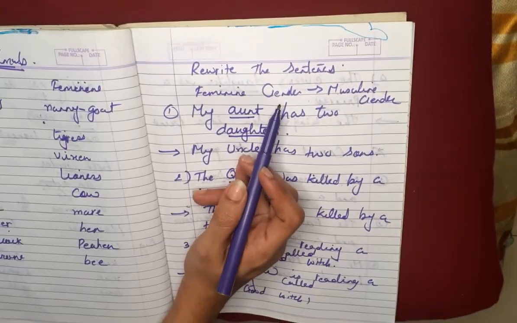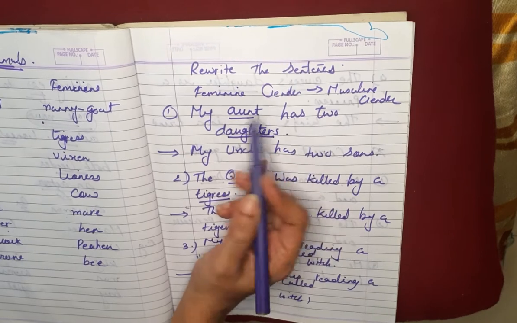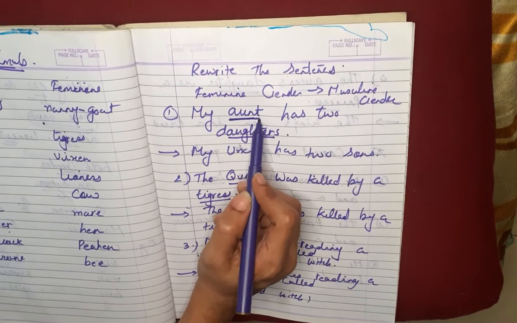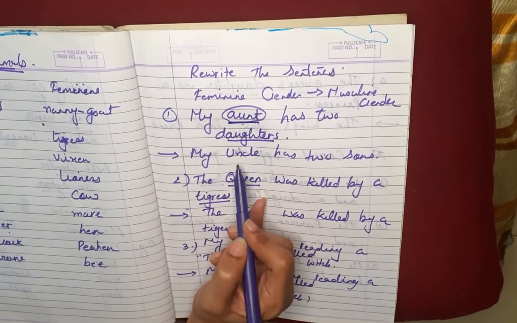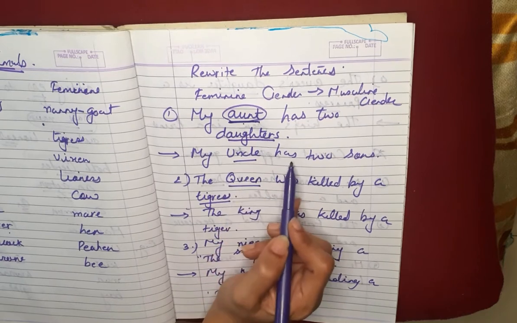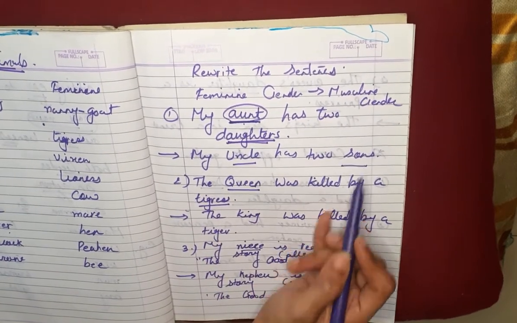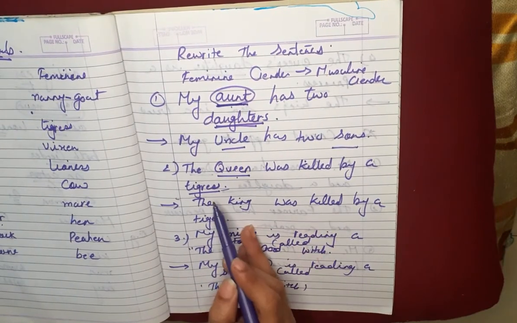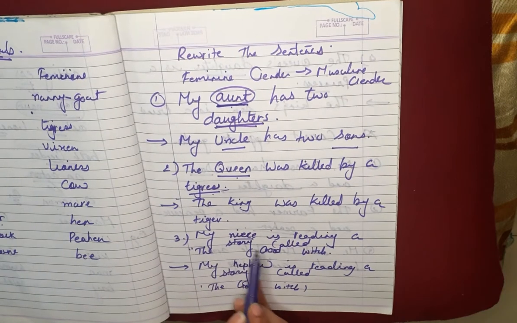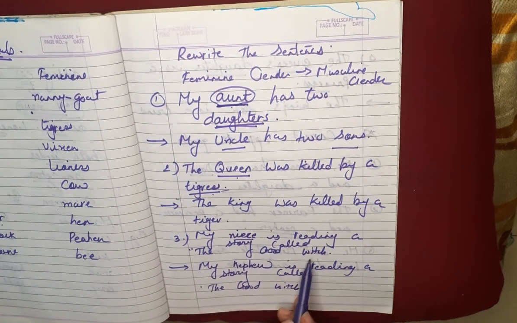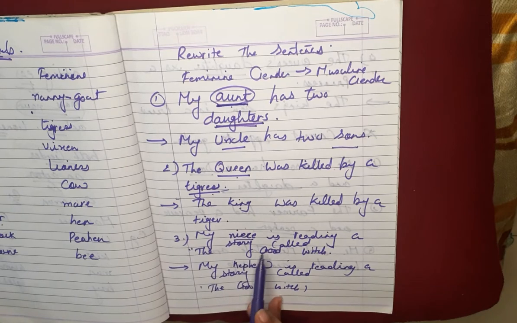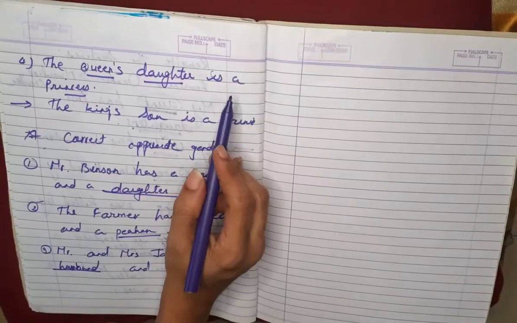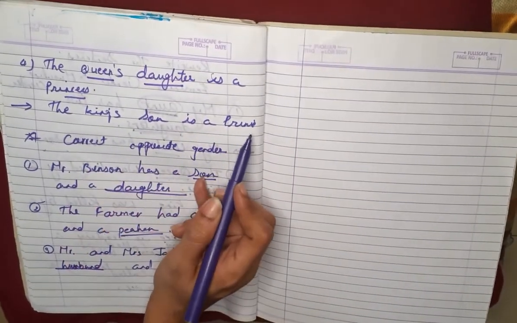Rewrite the sentences and we have to convert the feminine gender into masculine gender. My aunt has two daughters. We convert the aunt into uncle. My uncle has two daughters into sons. The queen was killed by a tigress. The king was killed by a tigress into tiger. My niece is reading the story of Good Witch. My niece into nephew. The queen's daughter is a princess. The king's son is a prince.